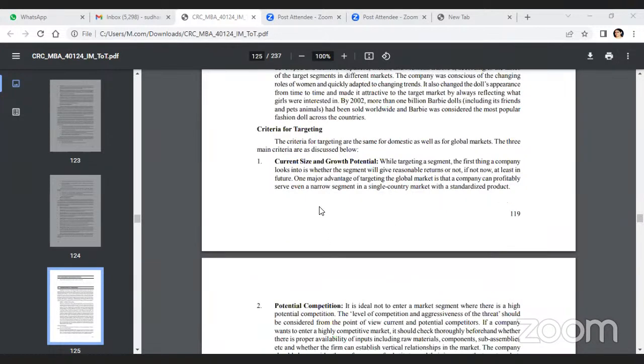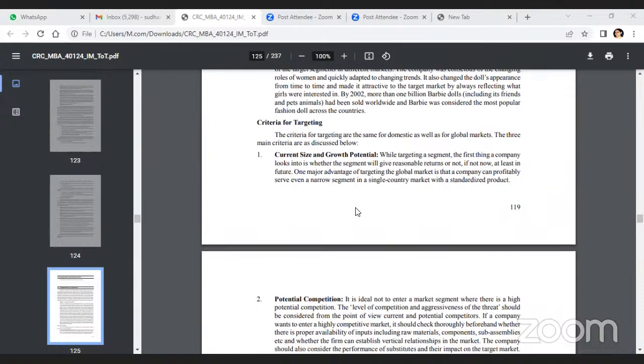The next one is criteria for targeting. How do you target? Generally the criteria are the same for domestic as well as global markets. Three main criteria are observed. The first is current size and growth potential. What is the current size of our targeted market or segment? What are the expected returns from that? Are we going to get the expected returns or not? What profitability can we expect? And the future growth potentiality will be observed.